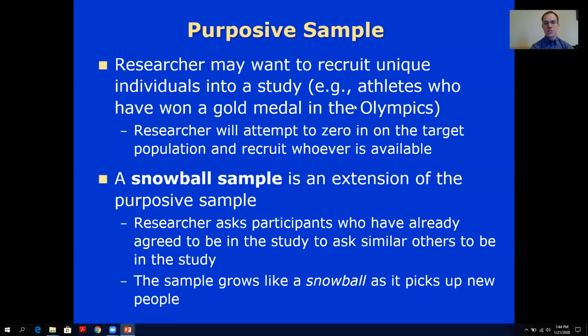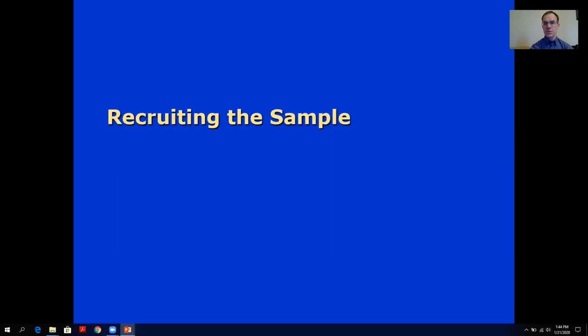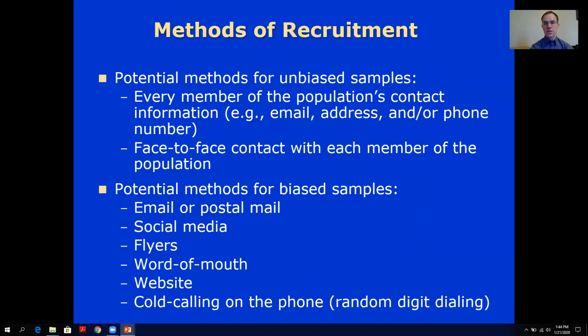So let's move our attention to recruiting the sample, some things to consider when you're trying to actually recruit the sample for your research. Well, there are several methods of recruitment. The first is potential methods for unbiased samples. And if you remember, an unbiased sample is when you're trying to recruit every member of the population. So in this case, you'd have to have every member of the population's contact information.